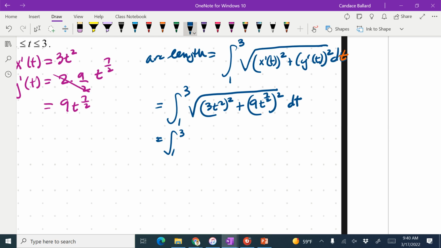What is 3t squared? 9t to the 4th. Perfect. We need to be a little bit careful on this one here. You want to make sure you square the 9. So what's 9 squared? 81. And then it's going to be t to the what? 7th. Good.